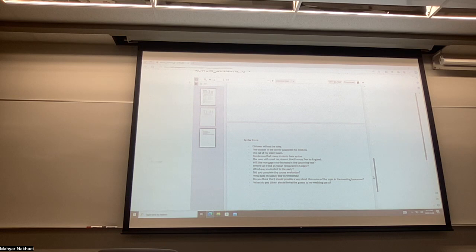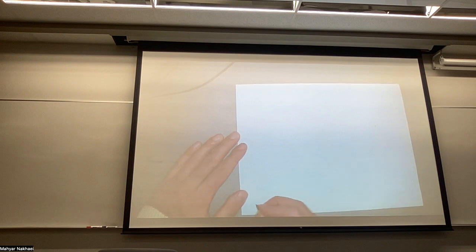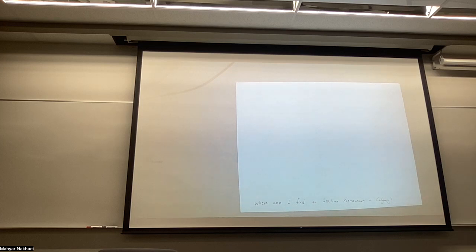So the first tree is, so we did, will the mortgage rates decrease in the upcoming year? And now we want to do, where can I find an Italian restaurant in Calgary? So, where can I find an Italian restaurant in Calgary? Because it's a question and we want to draw the tree for a question, let's see.